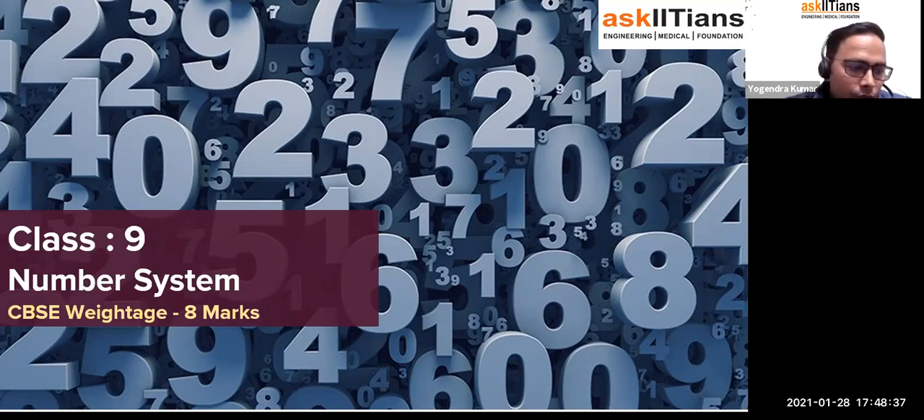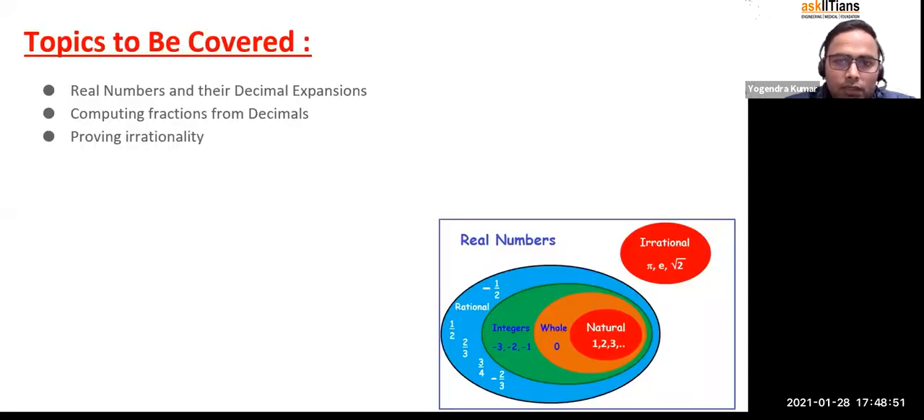We need to talk about different types of numbers, like we discussed last class. I want to give a brief intro of what we have done in the last lecture. We talked about numbers, real numbers. As I told you, all the numbers which we study are counted as real numbers. Now real numbers can be divided into two parts.